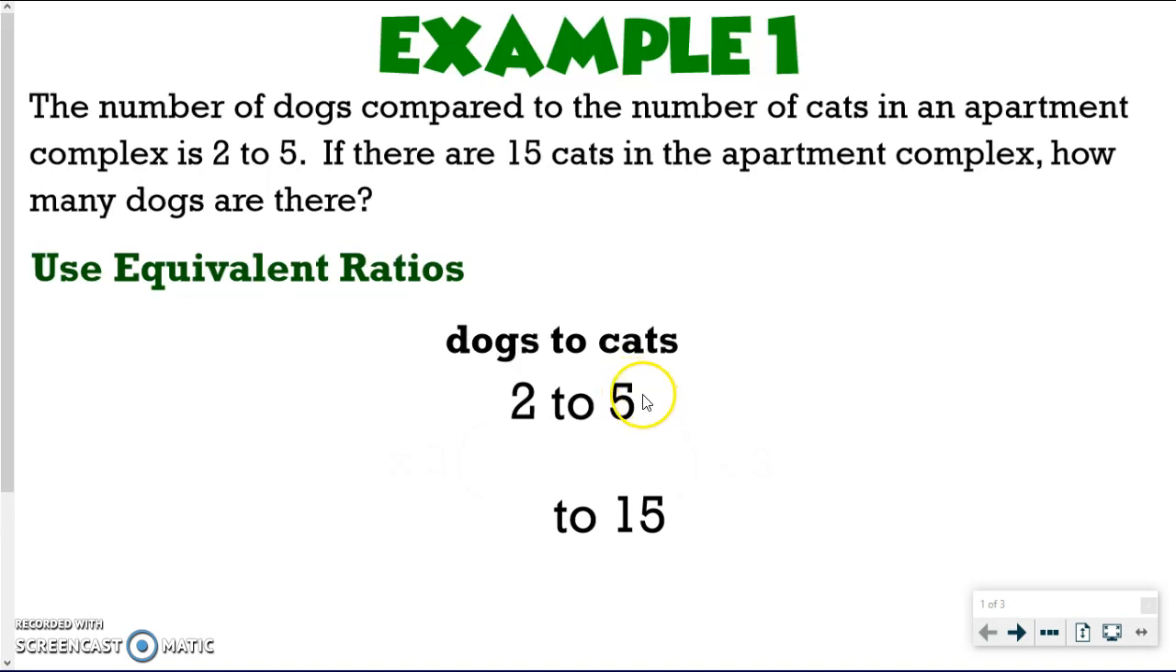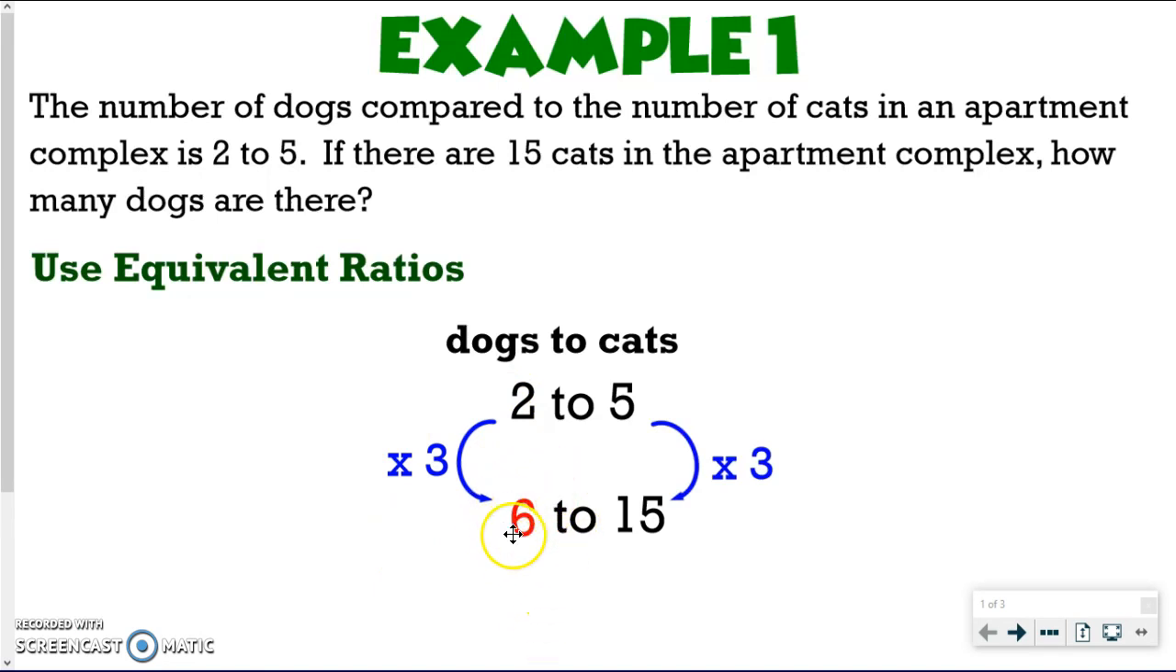So we got to think, how did we get from 5 to 15? I'm sure you're thinking, right, how do we get from 5 to 15? Well, we times by 3. We multiply by 3, because 5 times 3 is 15. So if that's what we did on this side, then we have to do the same thing on the other side. We have to do the same thing to 2. So we have to times that by 3. And when we do, of course, we get 6.